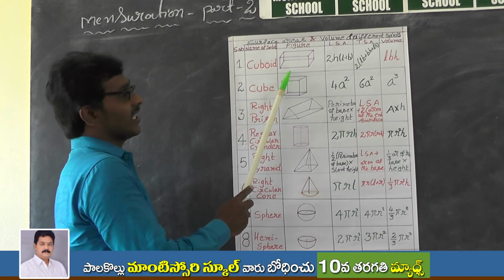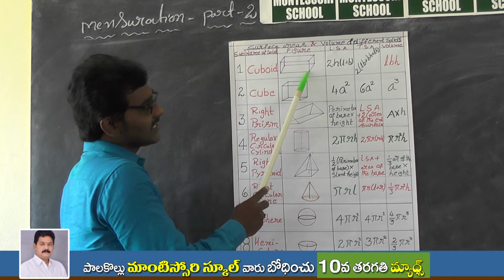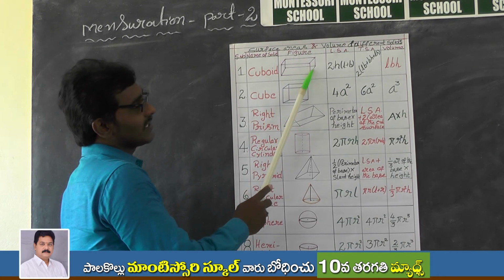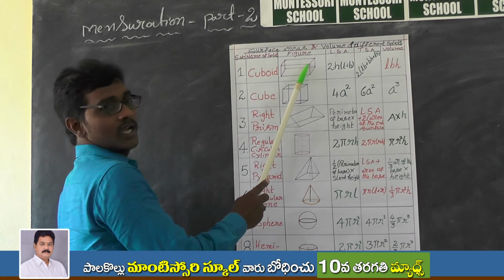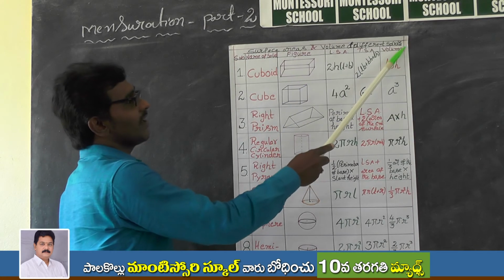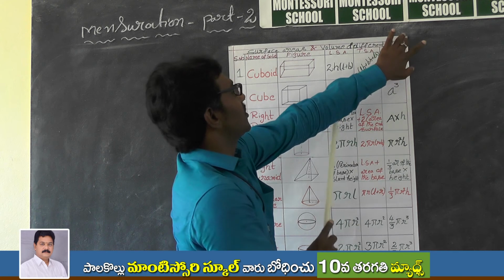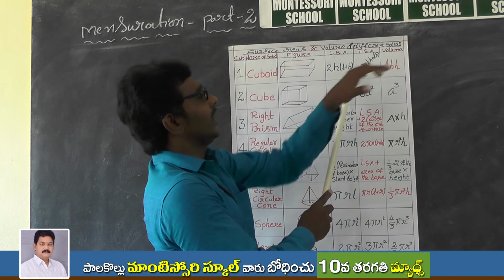There are 3 dimensions. This is the length, this is the breadth, this is the height. So what is the lateral surface area of the cuboid? It is 2h of (L plus B).